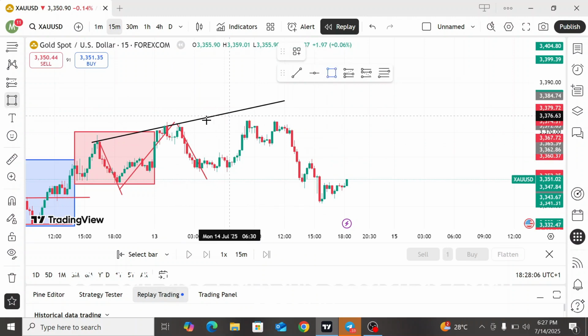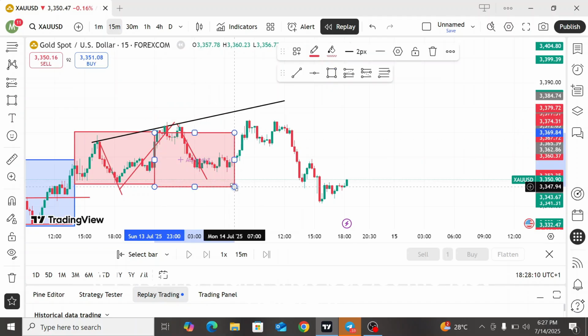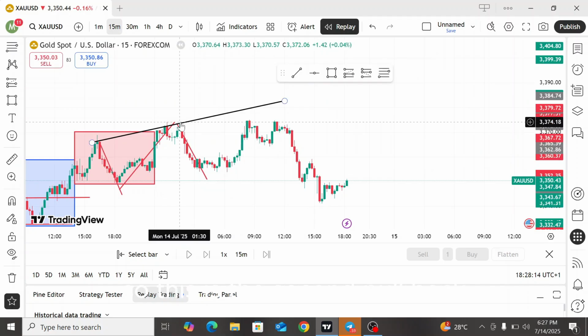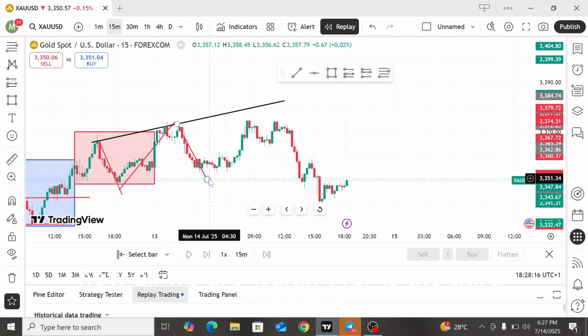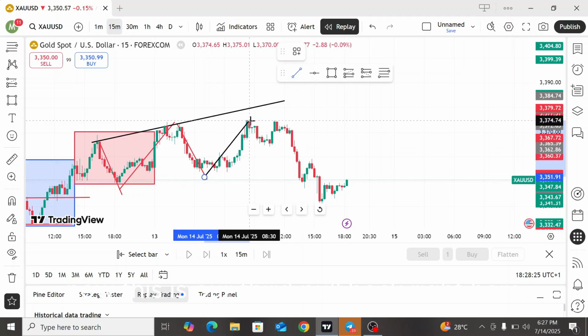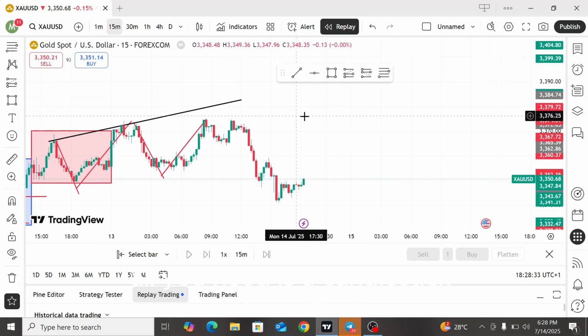I can also mark this session as the Asian session if I want to, but let me just delete it so that it will not confuse you. So this is the second pullback. Now all we are waiting for is the third pullback. Now this is the third pullback, right here. The moment you get your third pullback, all you need is a candlestick confirmation.